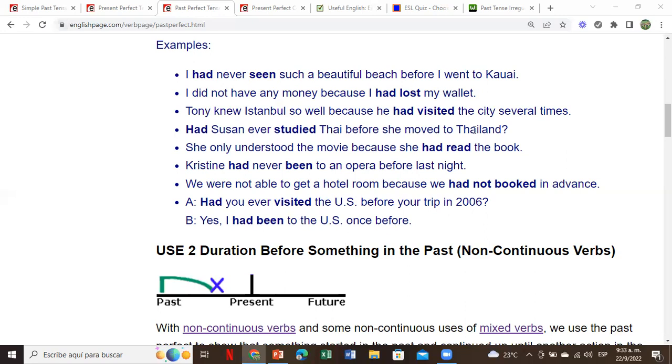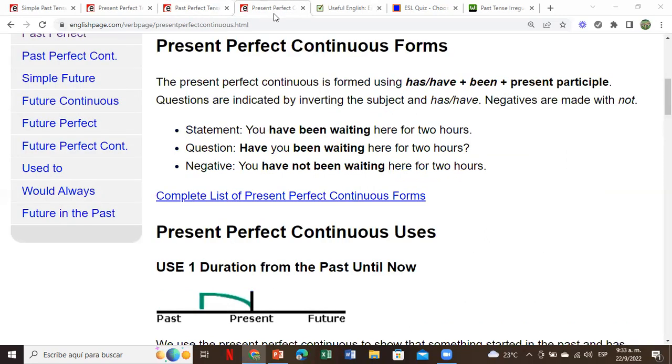Okay, guys. I'm gonna conclude with the present perfect but gerund. The present perfect continuous. I'm gonna choose Rodrigo, would you like to help me to read, please? The present perfect continuous. Aquí finalizo. Okay, the present perfect continuous is formed using have, has, plus been, plus present participle. Questions are made by inverting subject and has, have. Negatives are made with not.